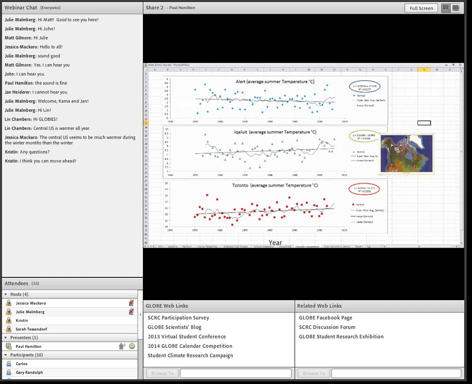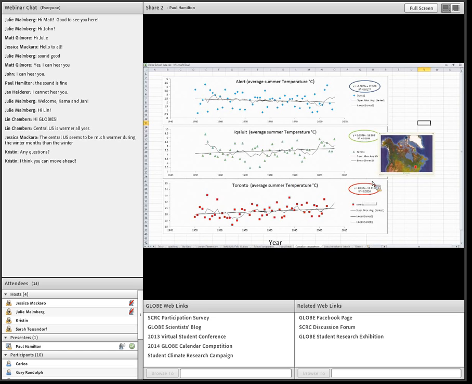Iqaluit, which is over here in sort of the bottom of Greenland in central Canada, the trend line suggests that the temperature is getting warmer. Slowly, but getting warmer. And finally, in the case of Toronto, which is down at the bottom here, the trend line is again increasing, which tends to suggest the temperature is getting warmer.